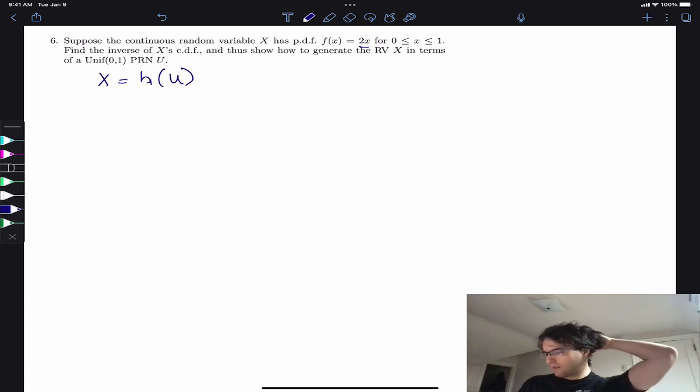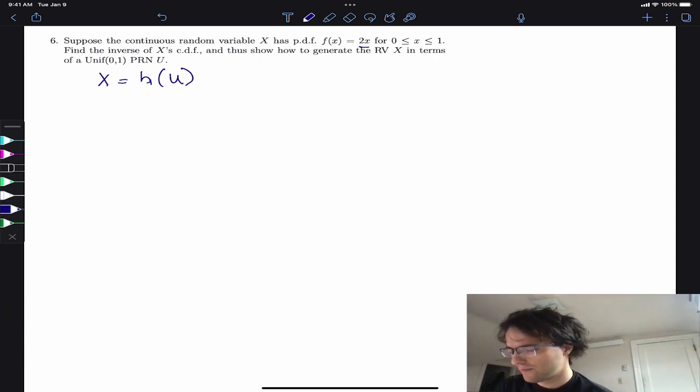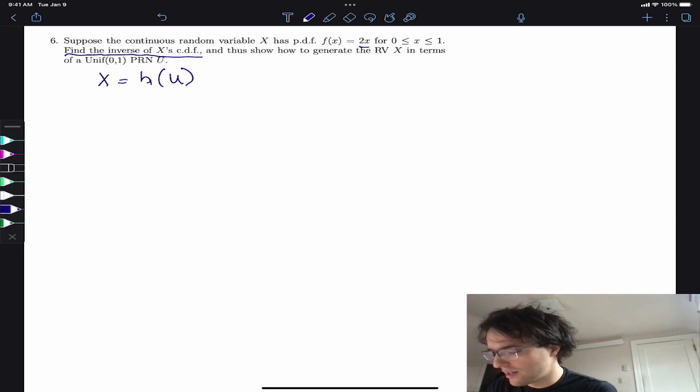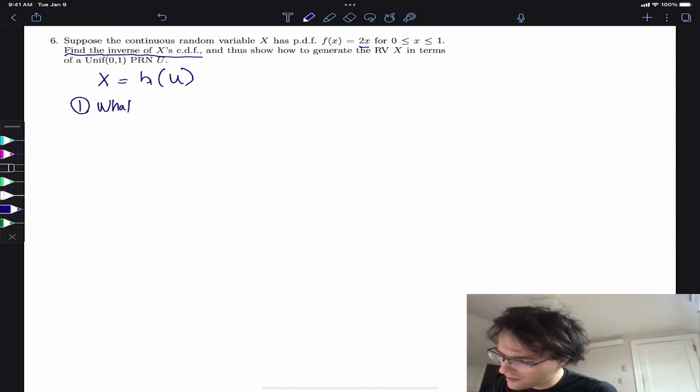Of course, the way you go about these kinds of problems, and this problem actually sort of tells you how to do it, is you find the inverse of x's CDF and then use that. So first of all, what is the CDF? Step one, what is the CDF of x?